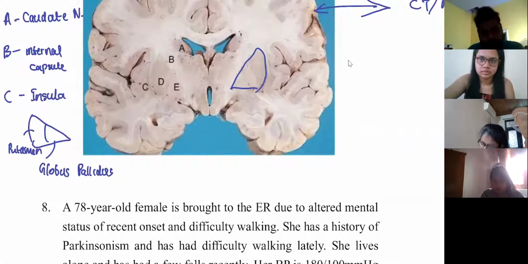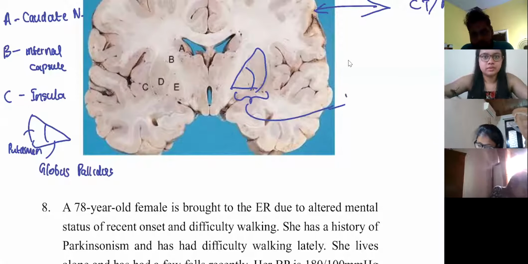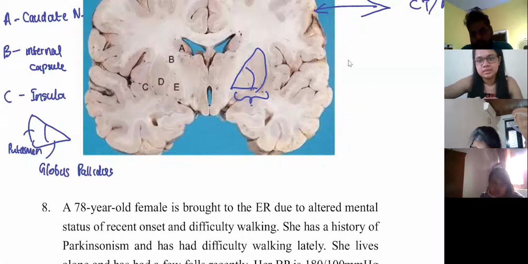What is this structure? Both together, what is it called? Looks like a lens, so it's called lentiform. Yes, it's the lentiform nucleus. Lenti, L-E-N-T-I, form nucleus. Okay.